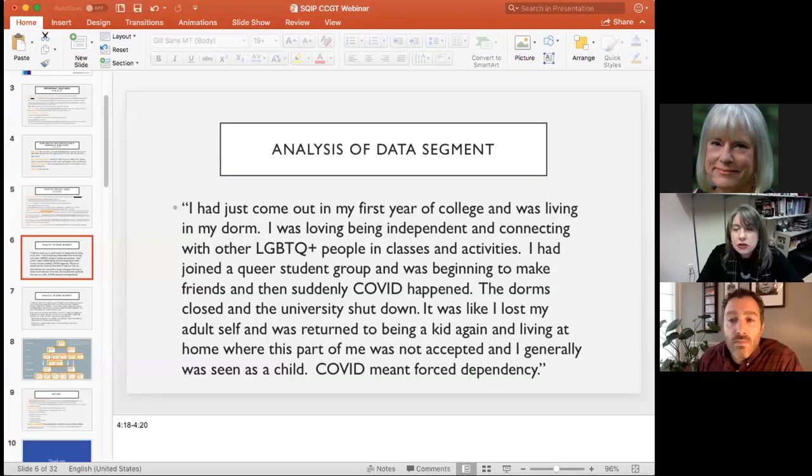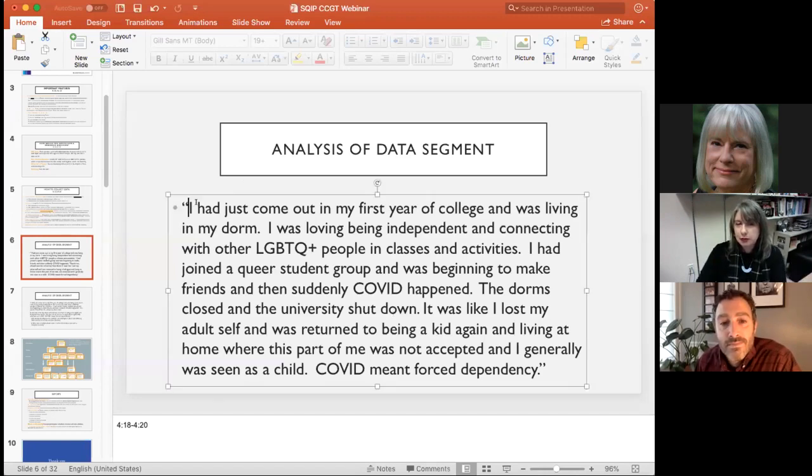So in terms of analysis, let me just show you here. I'll just share this briefly. This is an example of a segment of data that I have. I'm not going to read it, but basically this is a question being put about someone's COVID experience.